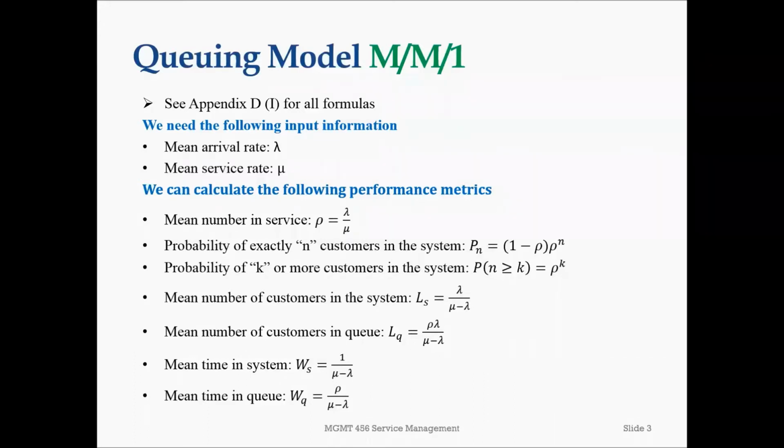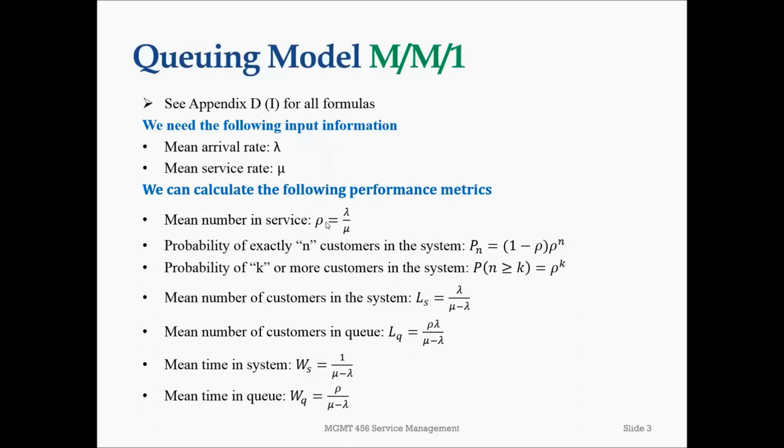The second piece of information you need to identify, by reading the question, is the mean service rate. Basically, how many customers you can serve per hour. Lambda is how many customers come into the system per hour. Mu is how many customers you can serve per hour. So we need to identify these two pieces of information first.